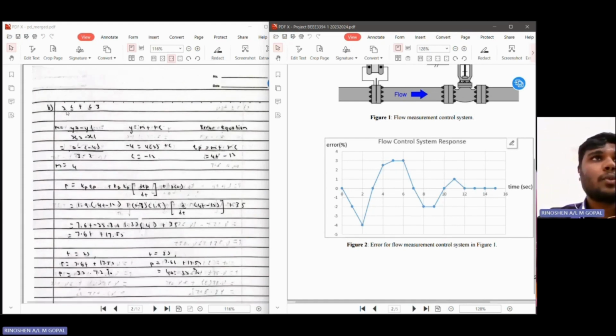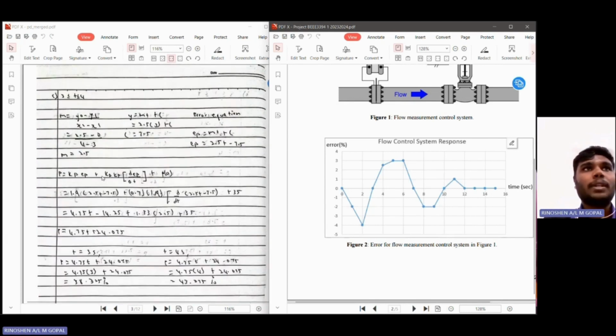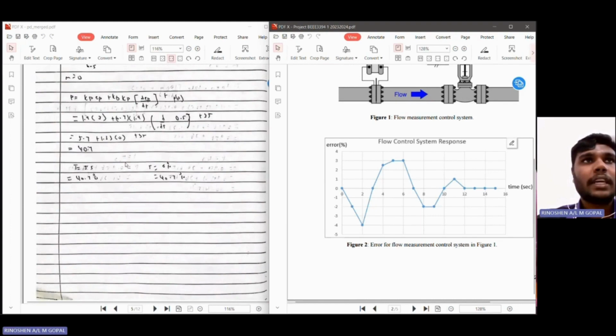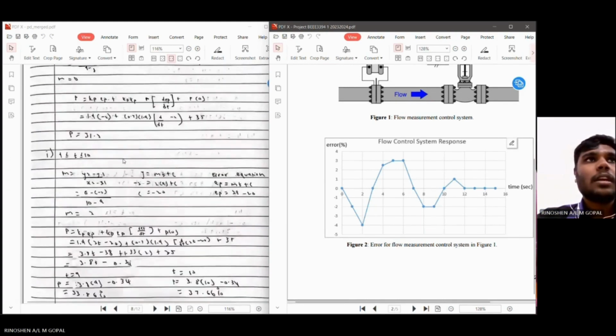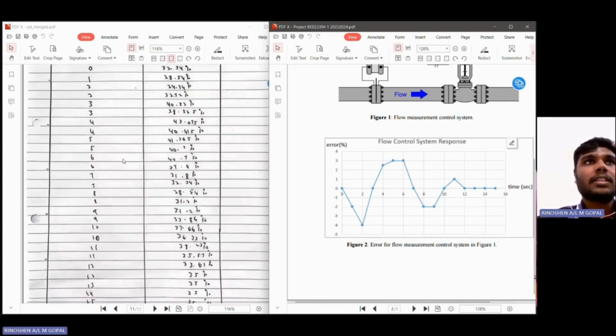We need to follow the steps as below. Next is 2 to 3 seconds. After that, we substitute the values as below, and then we can find 2 seconds and 3 seconds. Then follow the steps below for 3 to 4 seconds, and continue until 15 seconds. We put it into a table so we can easily identify the values.